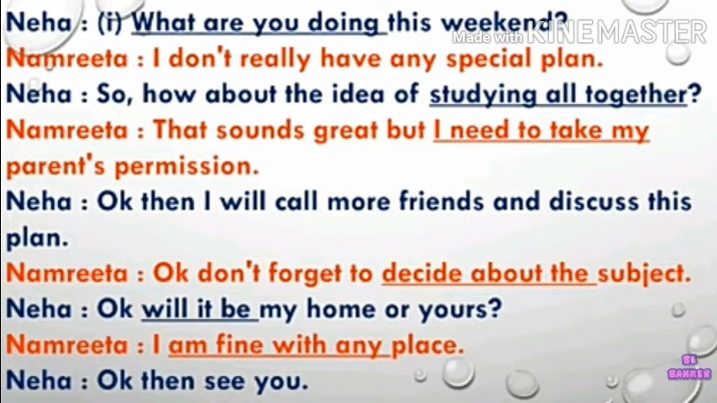Neha: "Okay, will it be my home or yours?" See here, the question mark is there, it is an interrogative sentence, that's why we'll write "will it be," not "it will be." Because she is asking the question. Namrita: "I am fine with any place." Here "I" and "place" are given. We can write "I prefer your place," that is also correct. And here we have written "I am fine with any place," that is also correct. That's why I told you that answers may vary but the meaning should not change. It should be relevant according to the question given. Neha: "Okay then, see you."